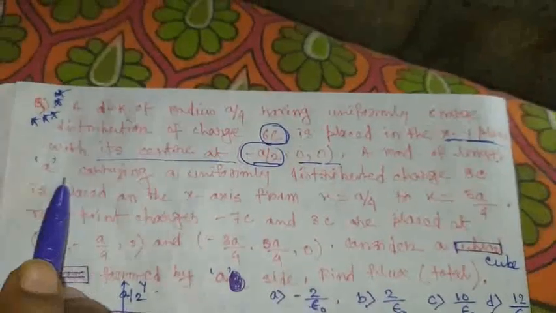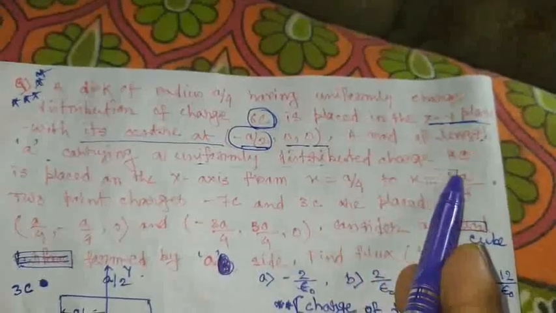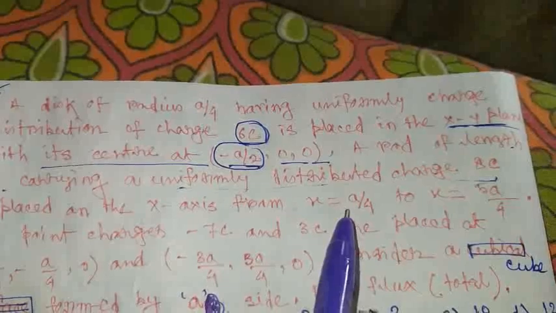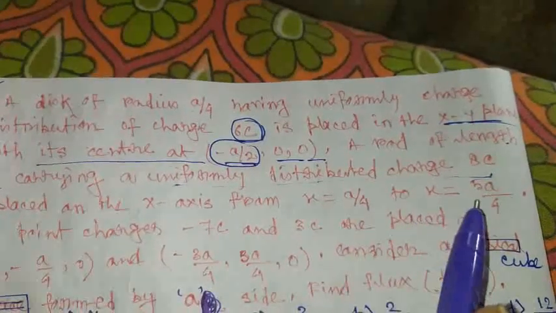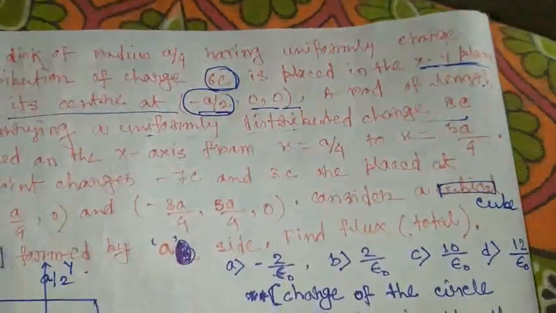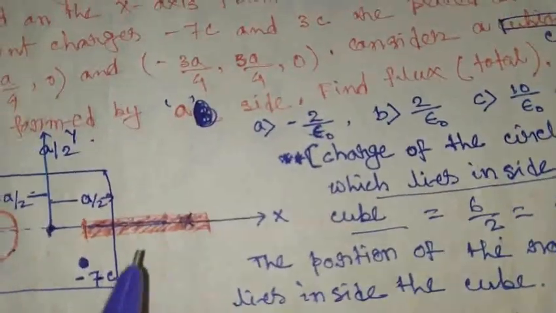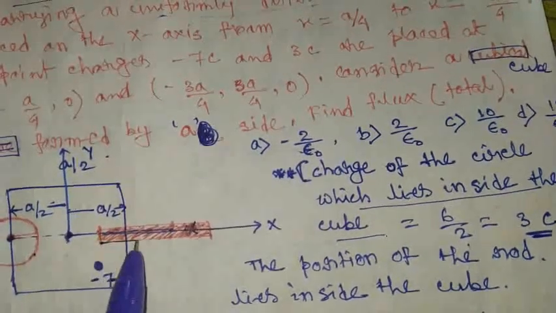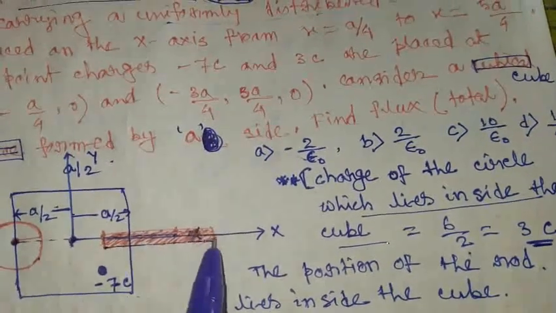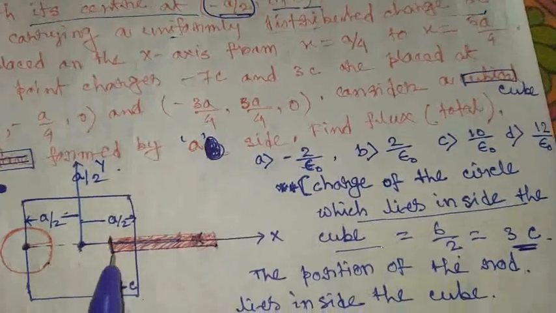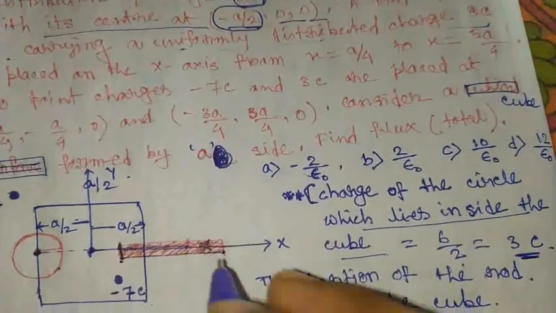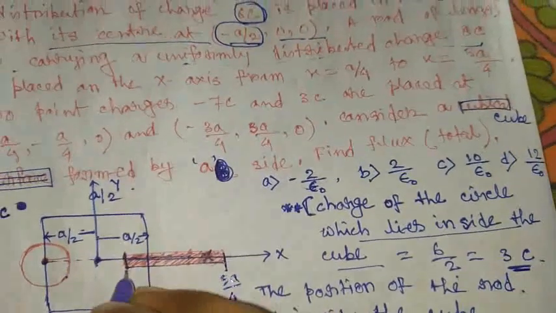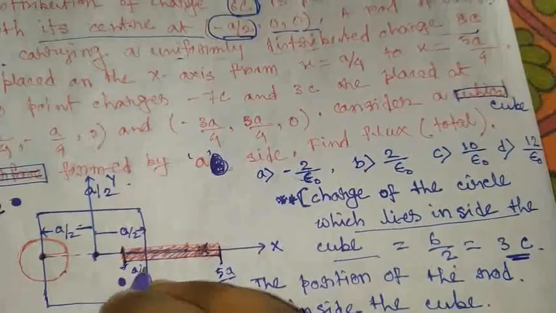A rod of length a carrying a uniformly distributed charge of 8 coulomb is placed on the x-axis from x equals a by 4 to x equals 5a by 4. Here we have drawn the rod. That is, the length of the rod is equal to a, and the rod is situated from x equals a by 4 to 5a by 4. That means this end is 5a by 4 and this end is a by 4.